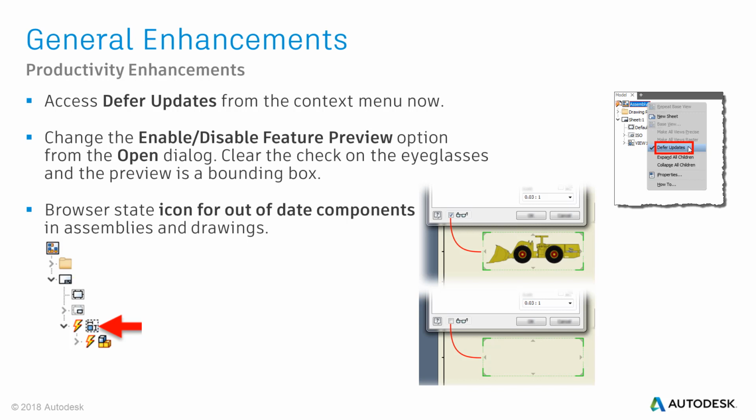You can change the View Preview option from the Open dialog now. In previous versions, this checkbox was grayed out. Clear the checkbox with the eyeglasses and the preview is a bounding box. Newly added is the browser state icon for out-of-date components. The icon displays in the assembly and drawing environment. So drawing views with out-of-date components also get the state icon.